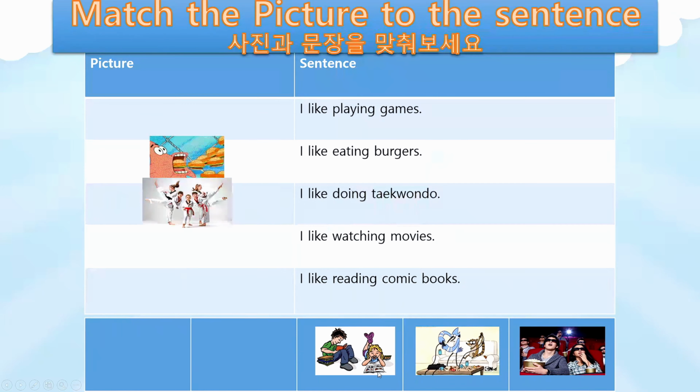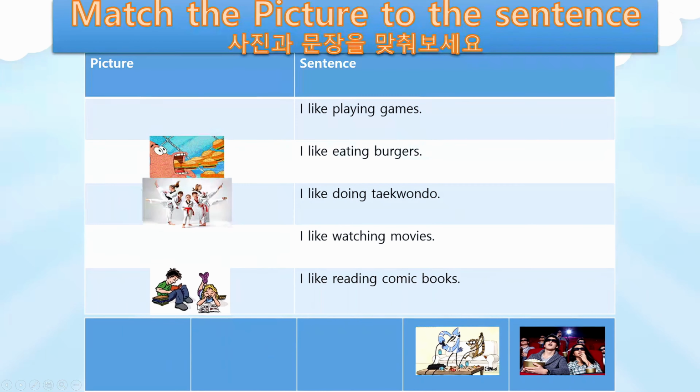No, not correct. I like reading comic books. Yes! YouTube boys and girls, I know you're reading, but can you please just go there? Good, thank you. Okay, next. So, what are they doing? Games? Okay, so how do we say the sentence? I like playing games. Good job. All right, so I like playing games.